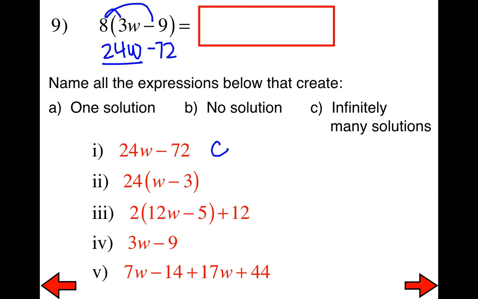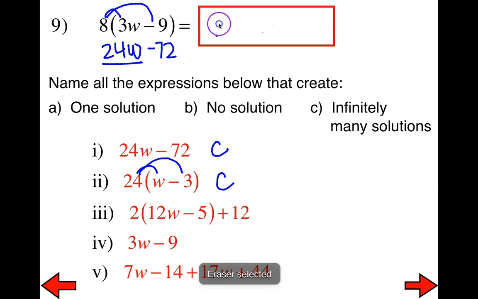Okay, so let's try the next one. Here, it's going to be 24w minus 72. Once again, the coefficients are the same, and my expressions are equivalent, so this is going to be infinitely many solutions.